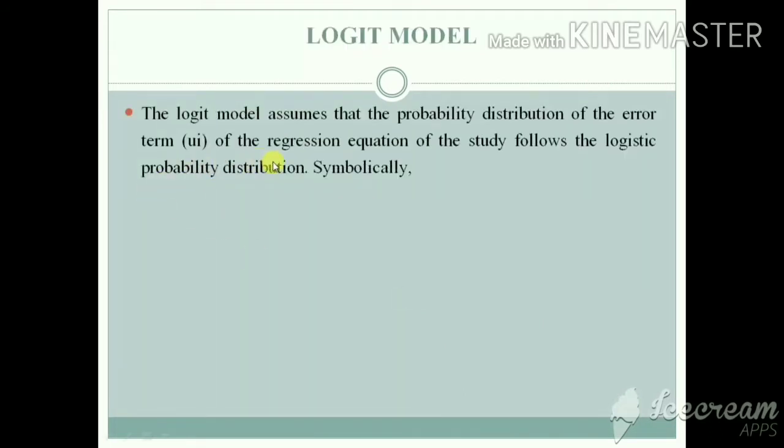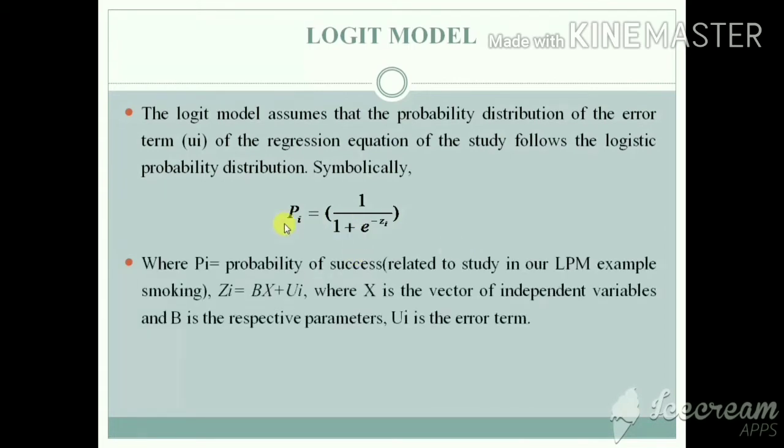So the Logit model assumes the error term Ui of the regression equation of the study follows the logistic probability distribution, that is Pi equals 1 divided by 1 plus e to the power minus z, where Pi is the probability of success, and success depends on the variable of the study. In our last example, success means smoking: between smoker and non-smoker, smoker is taken as success. And Zi equals beta Xi plus Ui. Xi is the vector of independent variables that may affect the dependent variable, beta is the respective parameters of the independent variables, and Ui is the error term.